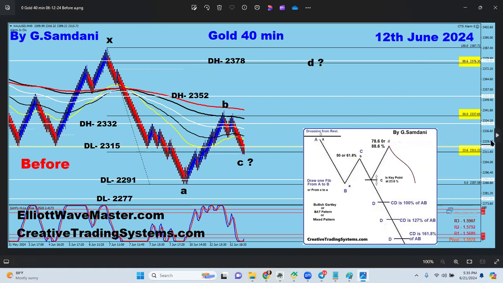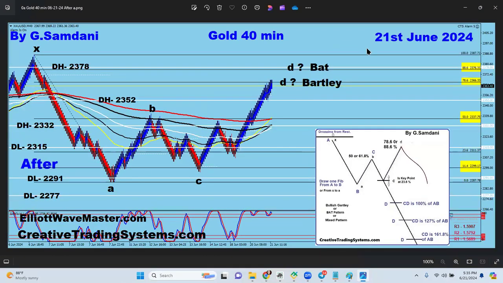So what happened to this chart? As of today it went up all the way here, hitting 78% and wobbling here. So I said, okay, this could be the end of it. Either it's going to drop from there, making a Bartley pattern, or it will go up a little bit more to this 88% and make a Bat pattern and then drop. So I made another chart, the before chart. This was the reaction to the previous chart, which was from here to here.